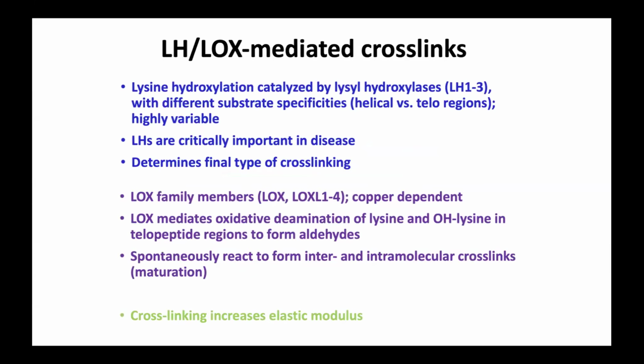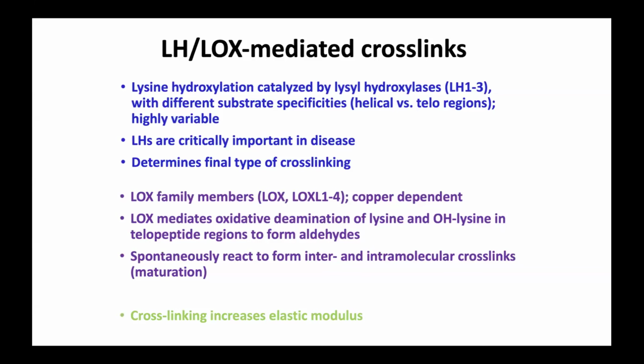So these crosslinks occur in two stages. The first is lysines are hydroxylated, and there's a family of enzymes that do that. They have different specificities. There's a lot of variability, but they're really important in disease. There's evidence that certain kinds of cancer are more or less facilitated by the presence of different kinds of lysyl hydroxylases in the local matrix. And these lysyl hydroxylases determine the final type of cross-linking. They're all different kinds of this family of cross-links.